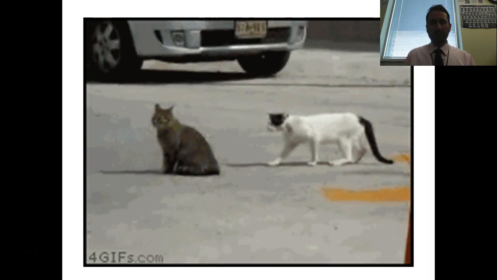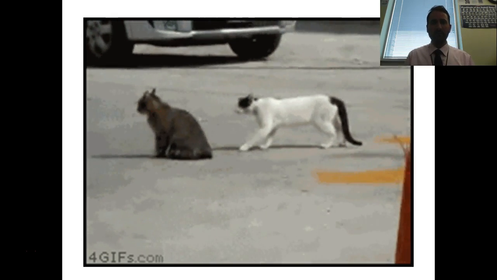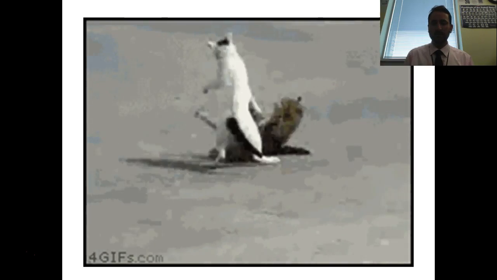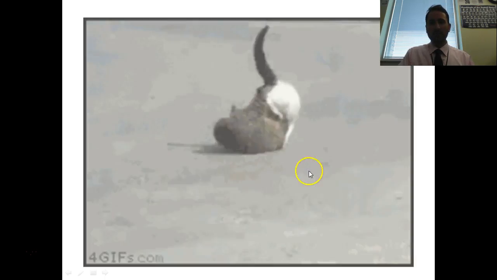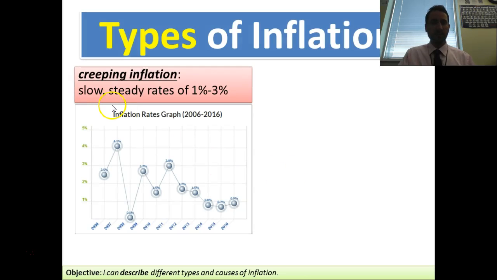And so maybe you notice that cat is just creeping up on the other one, moving very, very slowly. The other cat doesn't even notice it, but there it is creeping along, and then all of a sudden it goes crazy. Well, that is reflective of our two types of inflation. The first one is called creeping inflation, and that's where we have slow, steady rates of 1 to 3%.